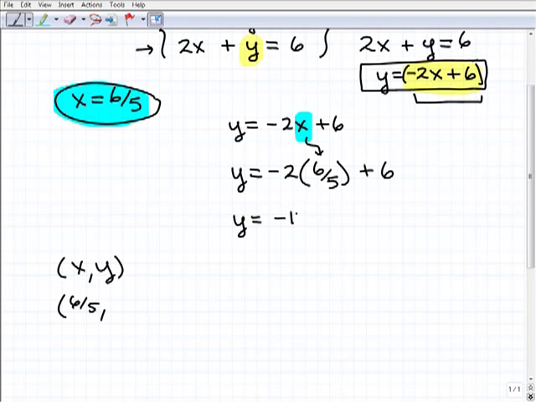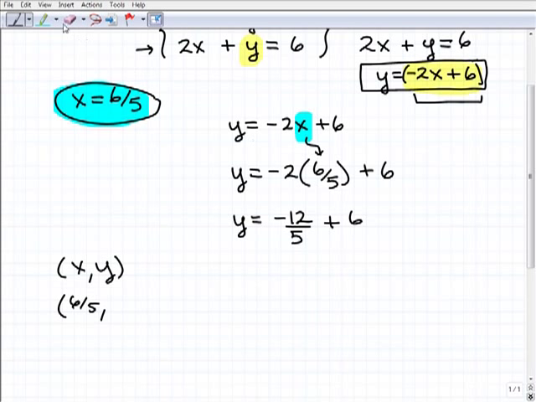Another area where students hate are fractions. Unfortunately, just a fact of life when you're doing algebra is you're going to know how your calculator can't save you when you're doing these fractions. A lot of students get their calculator and start turning things into decimals. Don't do that. Okay, so you have negative 12/5 plus 6.